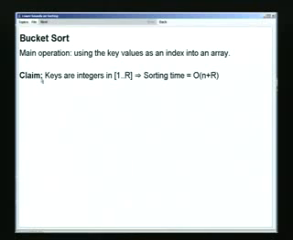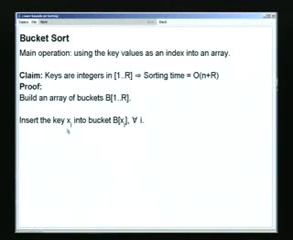So here is the main claim. If the keys are integers in the range 1 through r, then sorting time is at most n plus r. I'll just give the algorithm as the proof. First we are going to build an array of buckets b1 through r. These buckets will be initialized to null, so that will take about r time. Then we take key xi and we insert it into the bucket b of xi.